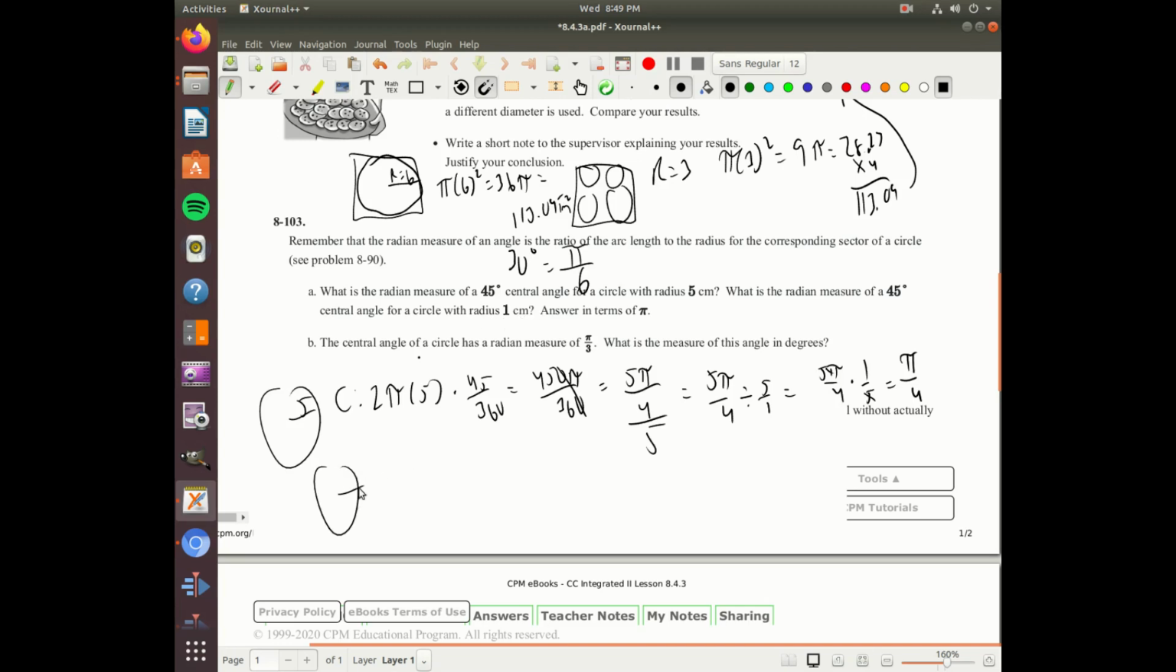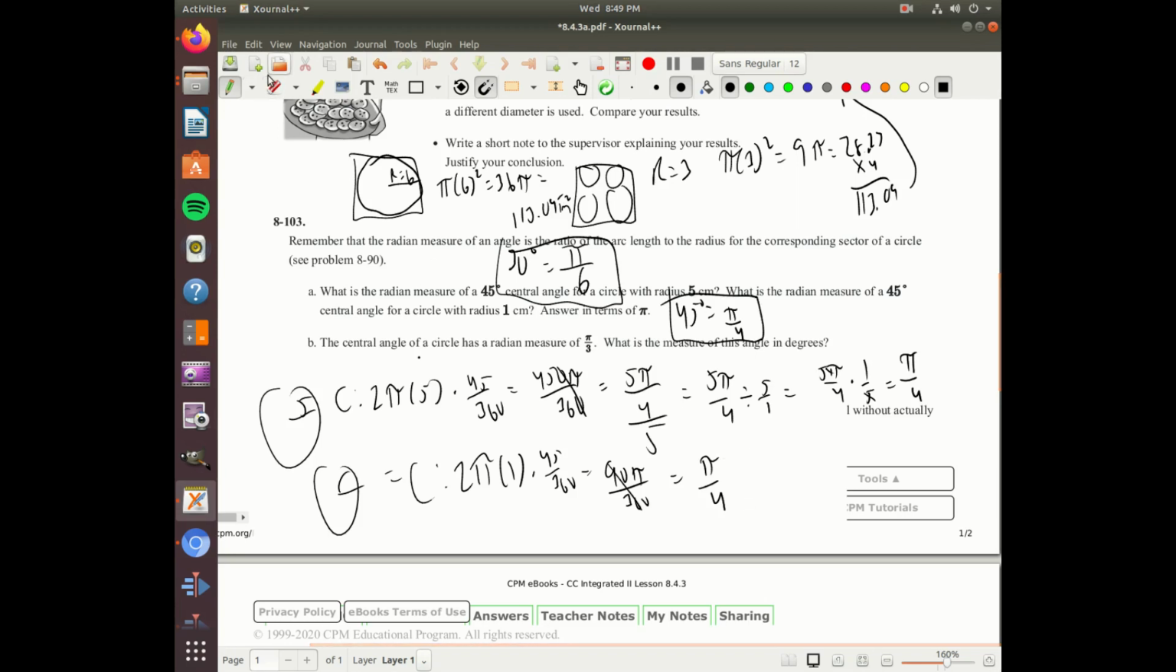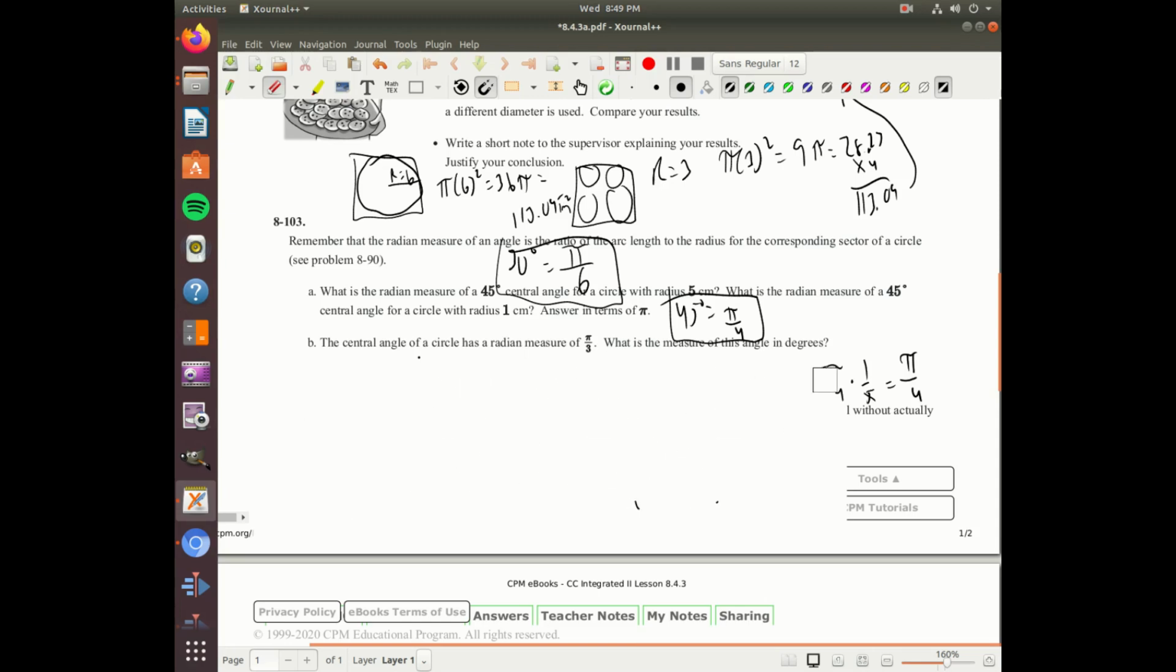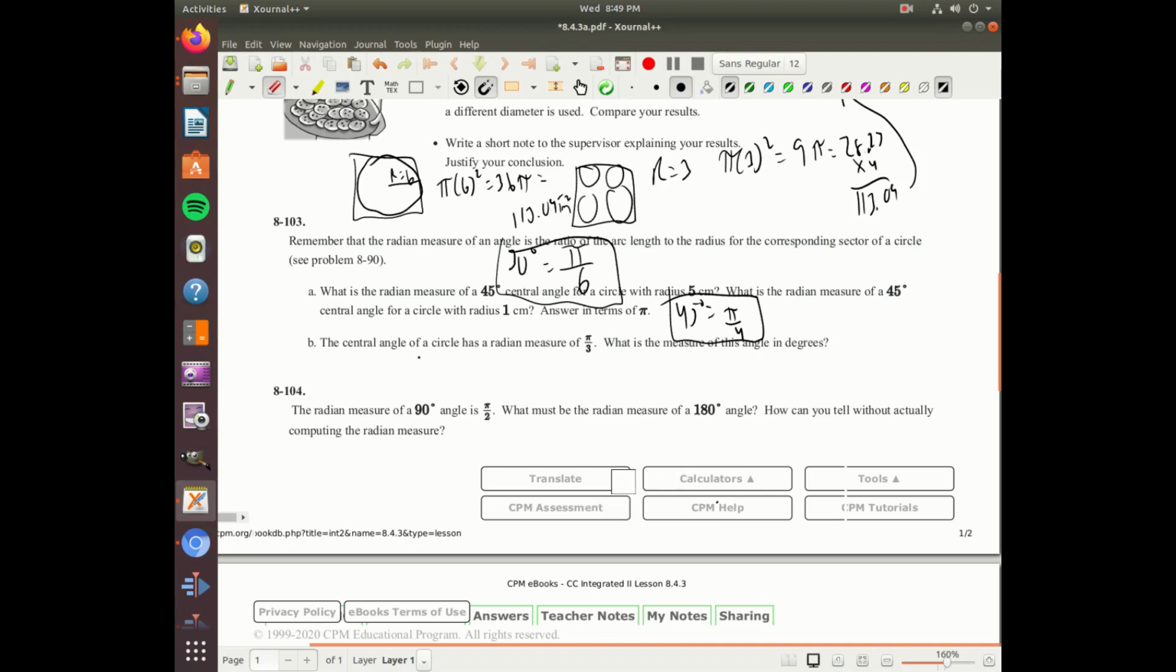Same thing. If the radius is 1, we're going to get a circumference of 2 pi r times 45 over 360. So we'll get 90 pi over 360, which of course cancels to be pi over 4. So our radian for 45 degrees is pi over 4. Again, 30 degrees is pi over 6, 45 degrees is pi over 4. Both of these use Integrated 3, not really Integrated 2 at all. So we're just getting you ready for what's coming down the road.